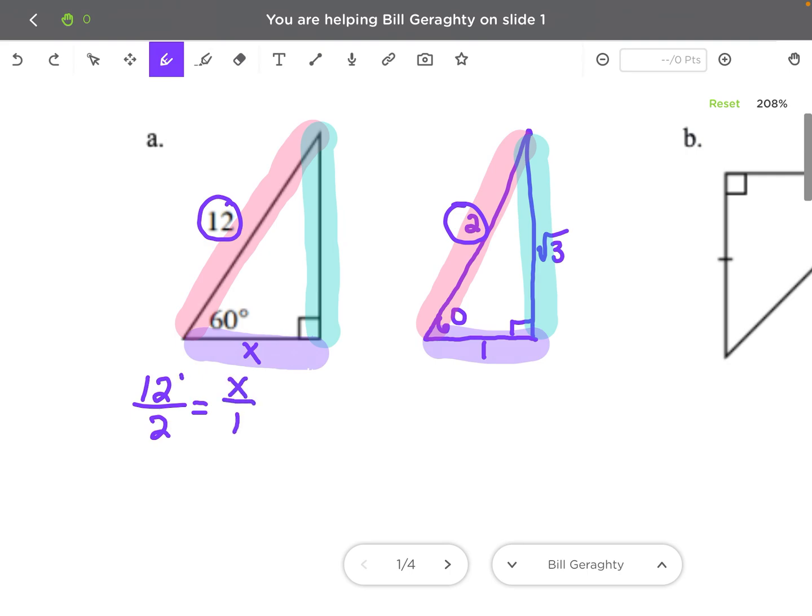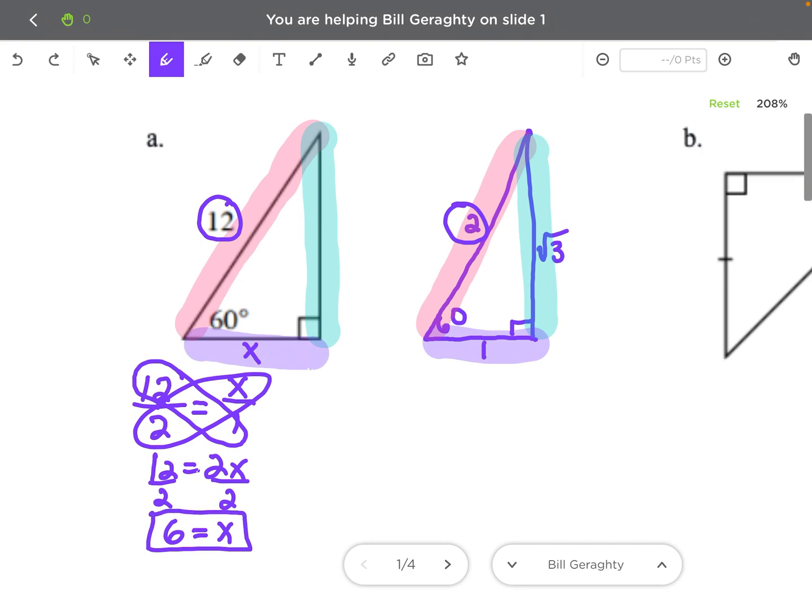We're going to go ahead and cross multiply. Okay, and then we're going to divide by 2. So X is equal to 6. So the missing side that says X is equal to 6. The blue side I'm going to call Y.